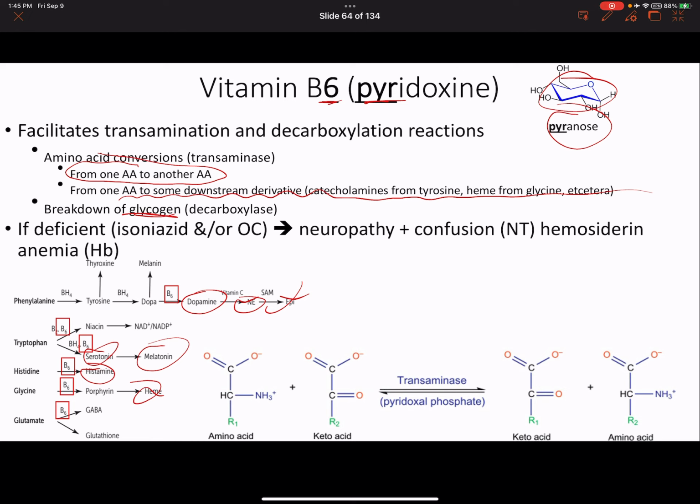Isoniazid, a tuberculosis drug, and oral contraceptive pills can lead to deficiency. And if you have a deficiency, you might have neuropathy, so tingling in your extremities, and confusion. I just think of that as, you need B6 to get a lot of these downstream catecholamines and whatnot. So, sure, you're going to have some weird neuro symptoms. That seems, I buy it. And then sideroblastic anemia is a type of anemia where you're effectively not making heme. Again, that's because we need B6 to make this heme. So we're going to have an anemia there.